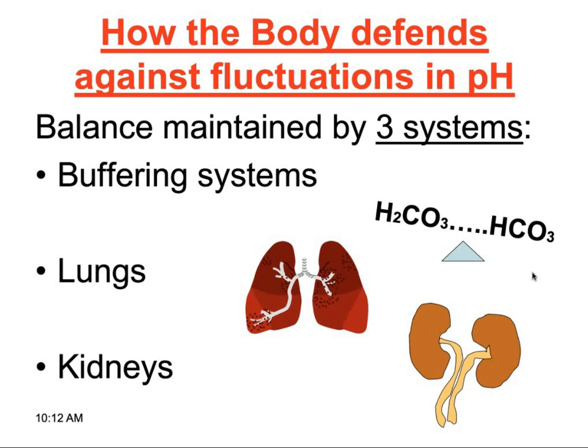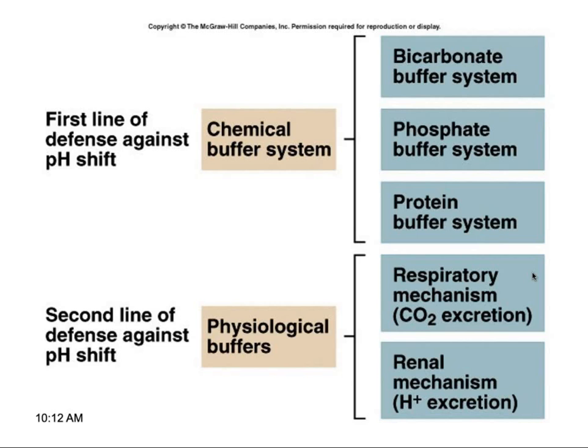This balance is maintained by three different systems. Number one, the buffering system. Number two, the lungs, and number three, the kidneys. The first line of defense, immediate changes in the pH, will be detected by chemical buffer systems. We can call them the bicarbonate buffer system, phosphate buffer system, and protein buffer system.